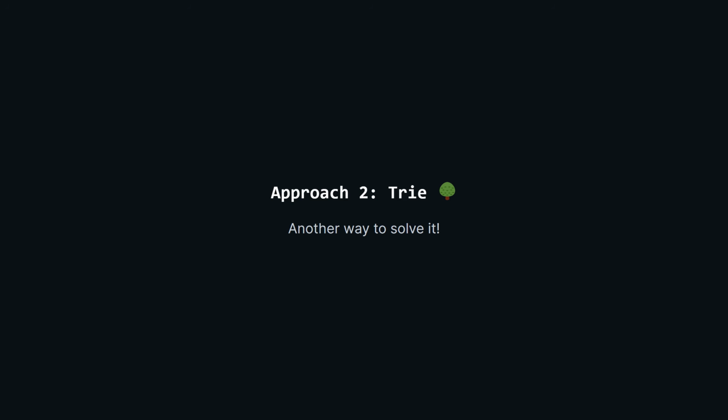There is actually a second way to solve this problem, and it's a very classic pattern for prefix problems. We can use a data structure called a trie. A trie, also known as a prefix tree, is essentially a tree structure, where each step down a path represents a single character, or in our case, a single digit.